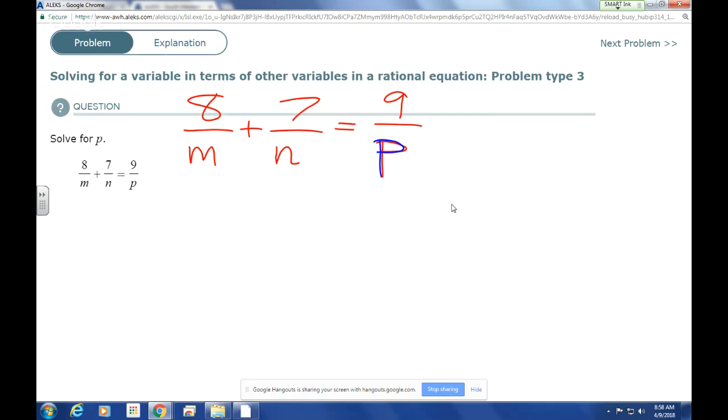What do you notice about p? Where is it? It's on the bottom. How do we get rid of it being on the bottom? Multiply it. So here's a weird thing though. When I multiply, I'll multiply this side and this side. And because there's now something on the outside of the left, we have to kind of put it in parentheses.